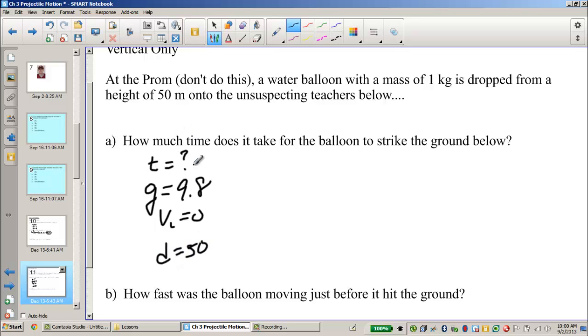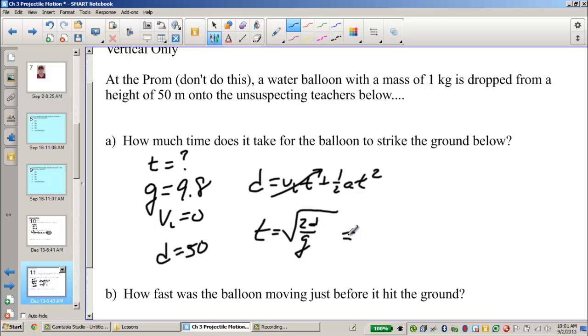So again, I'm looking for what equation relates these things. It looks like equation 2. D equals VIT plus 1/2 AT squared. VI is 0, so that goes out. T looks like it's going to be the square root of 2D all over G. And when you plug in the numbers, I think it comes out to be 3 point something, but it is what it is. It's a number. And again, you would box that, make sure proper units. So again, this is purely in the vertical.